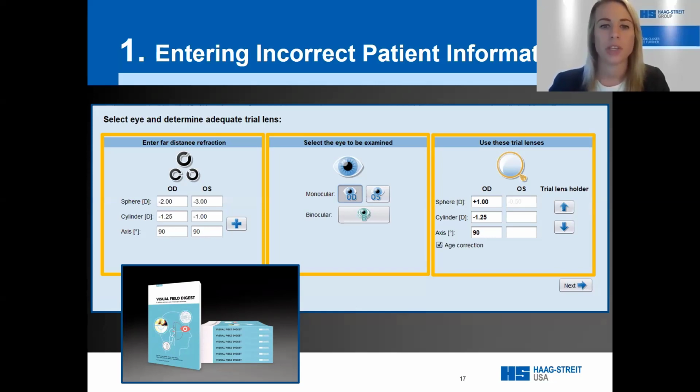Now, if you're using an Octopus 600 perimeter, Haag-Streit has a built-in +3.25 lens for each eye to compensate for the viewing distance when patients look at the monitor. Therefore, the stimulus are projected at infinity. As with the Octopus 900, the instrument will automatically calculate the trial lens needed for each eye. But you will notice that no add for age correction is needed. Everybody ready to move on from this optics lesson? Because I am.